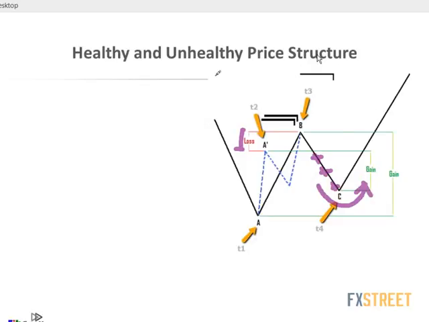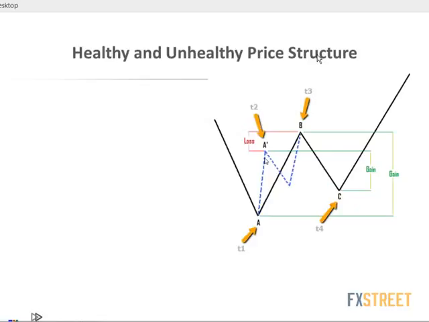So as you can see here, a healthy market is a forgiving market for these players on the shorter time frame, because they provide liquidity, but they also have an opportunity to exit if they're wrongly positioned in the market. So this is a definition of a healthy price structure.